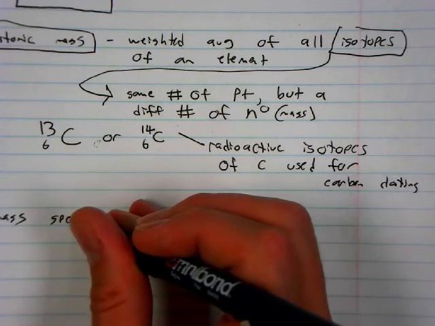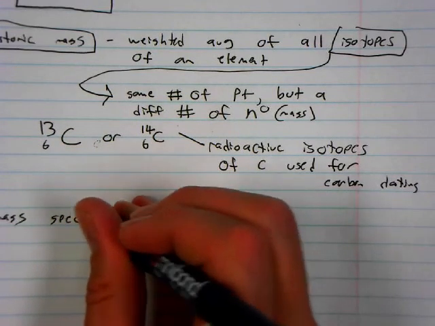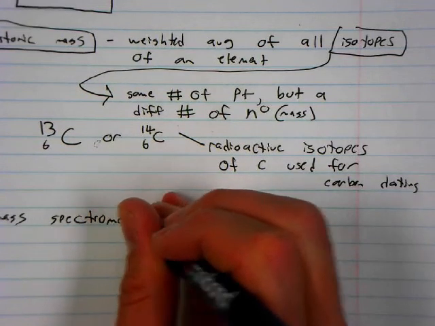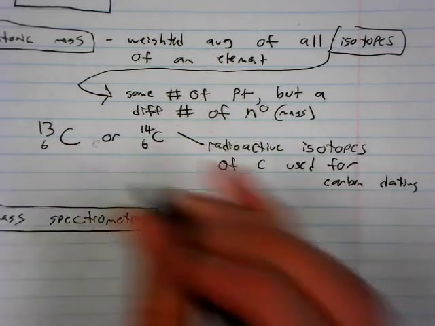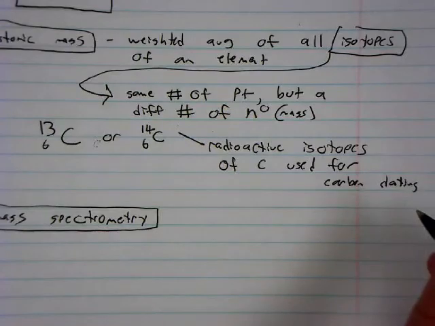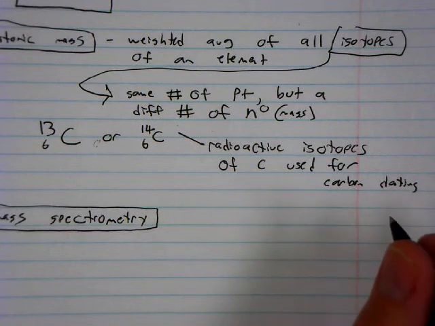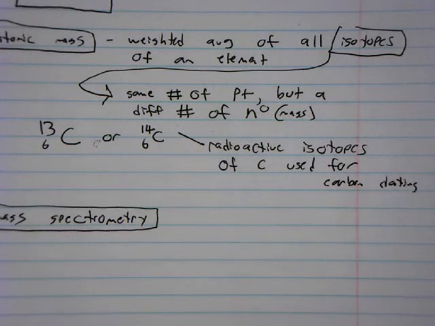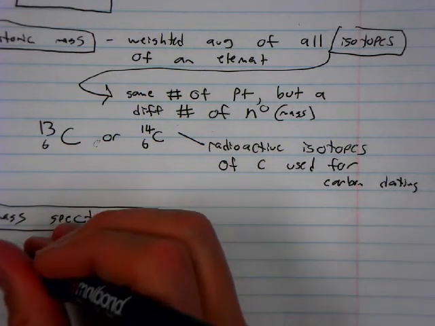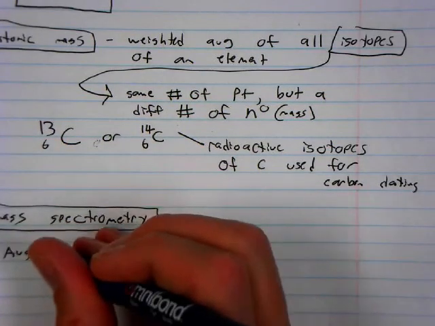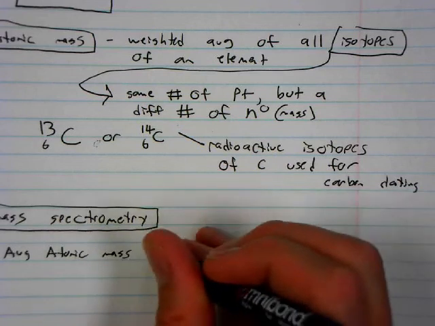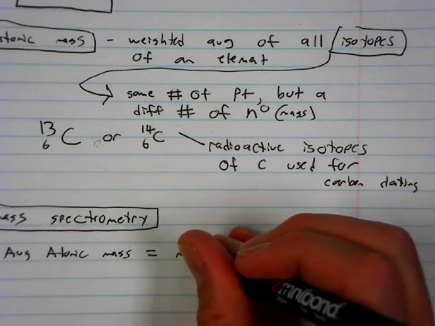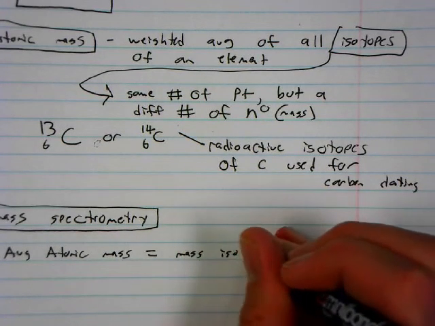I'm going to give you this definition, and then I'm going to show you more about it in class. So mass spectrometry is based off of a mass spectrometer, which is a machine where you shoot ions in and you see how a magnet or something bends them. Mass spectrometry tells me all the different isotopes of something, and it basically gives you this equation. I'll show you this in class.